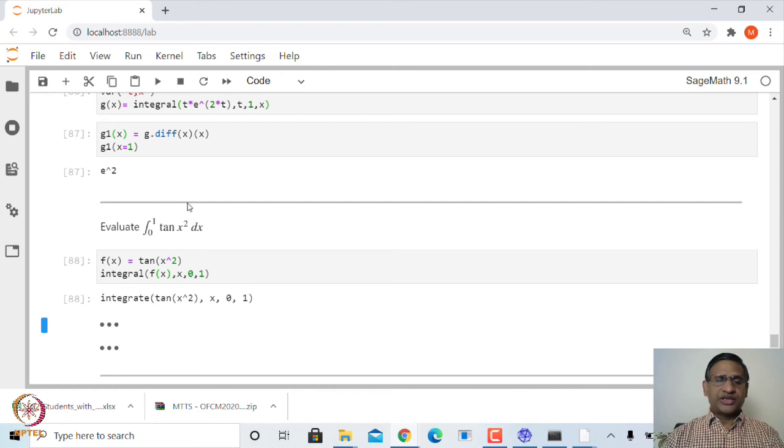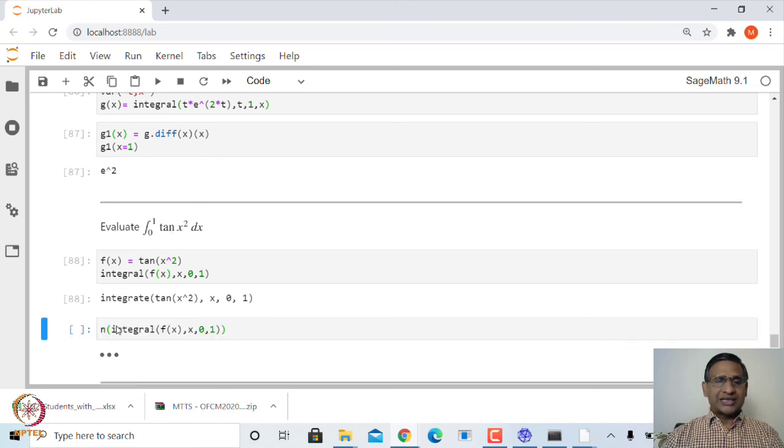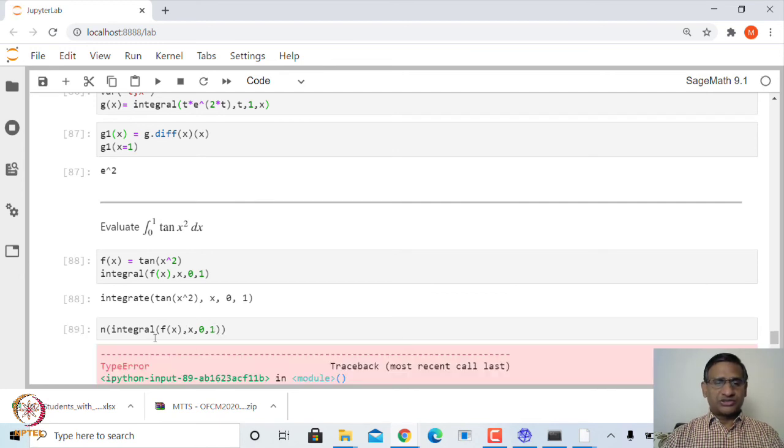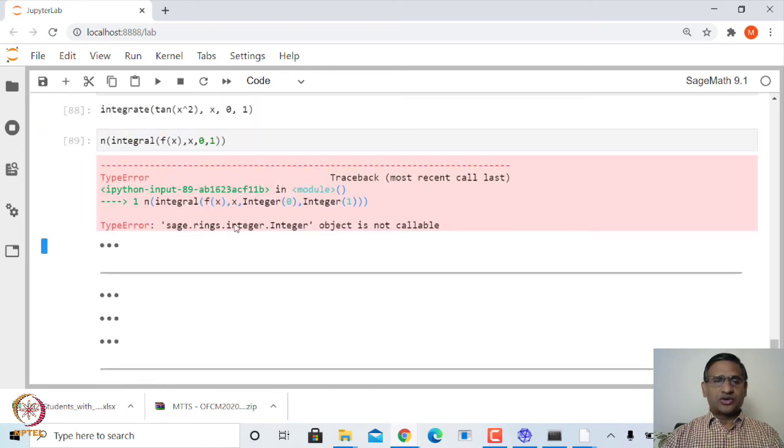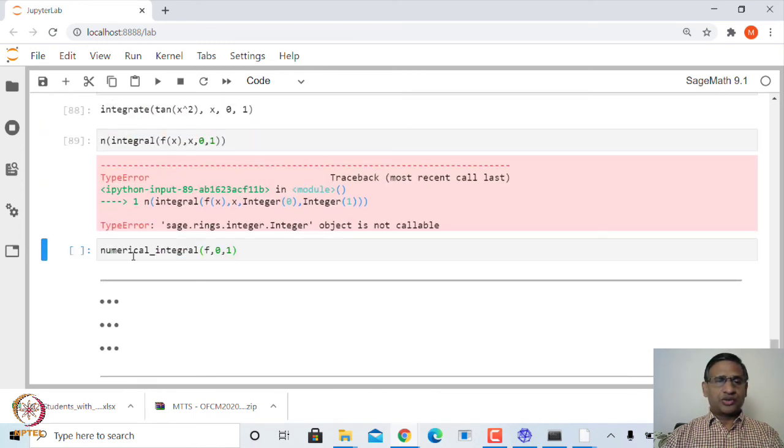So, that means Sage is unable to find this integral in closed form. In that case, what you can do is find the numerical integral. If you say .n, it will not work; it says this is not callable. So you need to find this as a numerical integral, and in this case you will get the value.